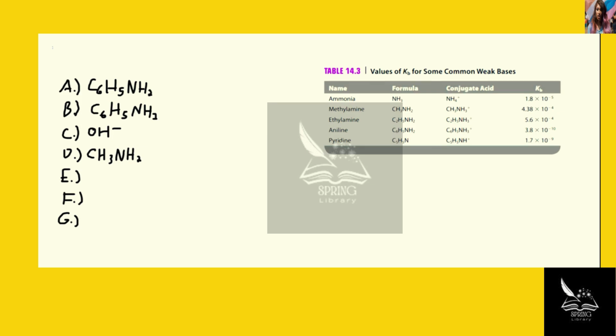All right, next. Which is the stronger acid, perchloric acid or C6H5NH3? Well, C6H5NH3 is the conjugate acid of aniline, so it's going to be a weak acid. Perchloric acid is a strong acid, so that's going to be the stronger. That's going to dissociate completely.